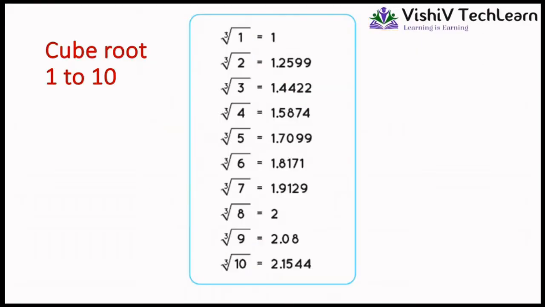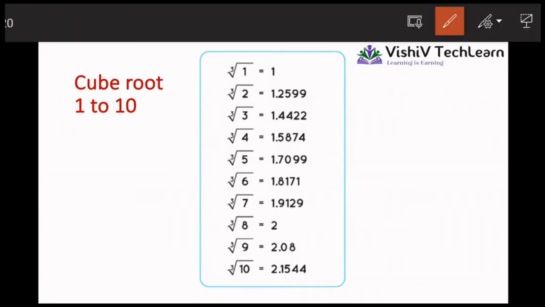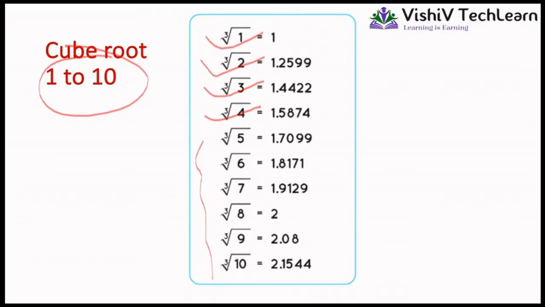Next, in tables we have cube root table. In this we have cube roots of 1 to 10. Here you can see cube root of 1 is 1, cube root of 2 is 1.2599, cube root of 3, cube root of 4, and so on. Again, no need to remember these tables, since we all are humans, we cannot memorize all the things. So just knowing the range will be sufficient.